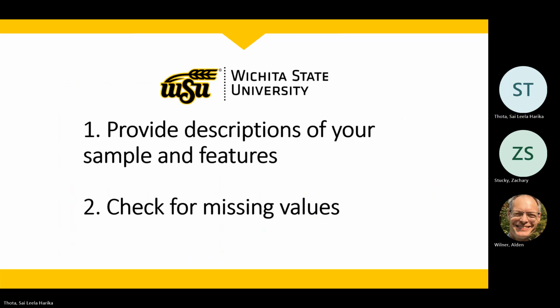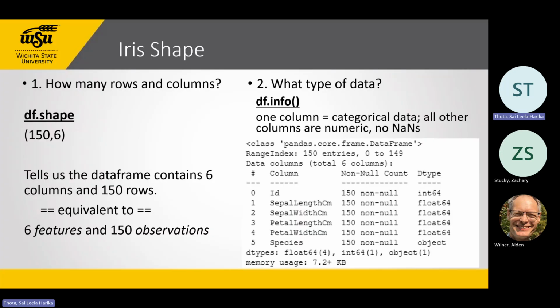Next, provide descriptions of your samples and check for missing values, categories. Okay, so now let us discuss some of the EDA part. You can check the number of rows and columns in your data set by simply using df.shape. So it gives the number of rows and the columns.